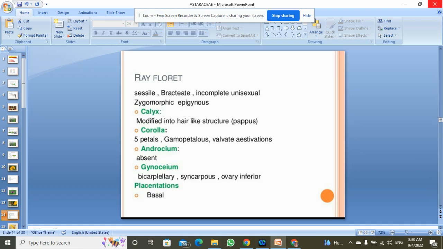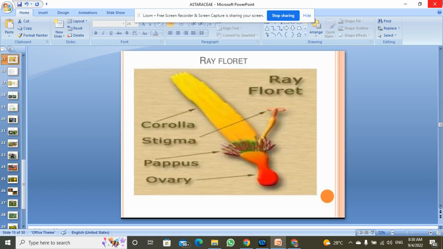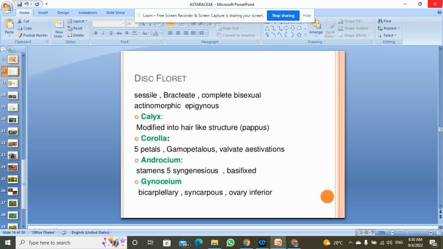And the basal placentation. And next one is ray florets. See the diagram how it looks like. The next, disc florets. Disc florets are also sessile. It won't have any stalk. Pedicel is absent here. And bracteate, complete. See, whereas the ray florets are incomplete.